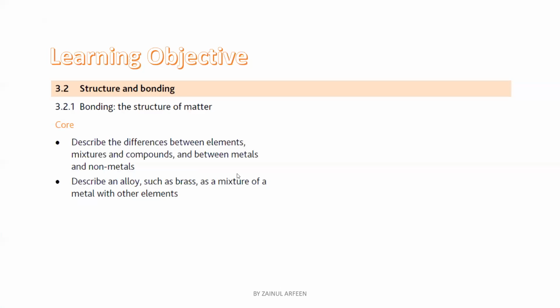So the first thing, the learning objective: describe the difference between element, mixture, and compound, and between the metal and the non-metal. So you should be able to distinguish the elements, the mixture, and the compound, or identify them or state the differences between them, as well as the difference between metal and non-metal. And then describe an alloy. You should be able to define or describe the structure of an alloy. And normally alloys are mixtures of metals.